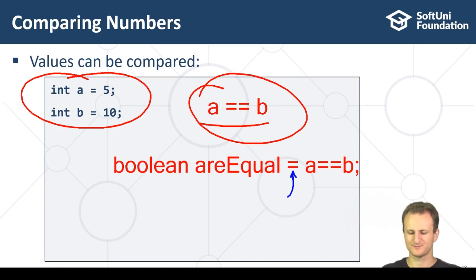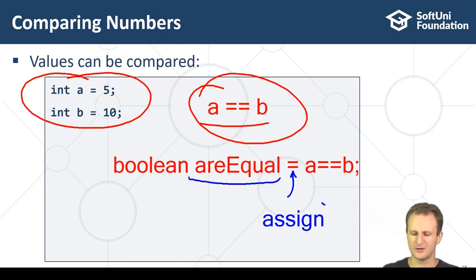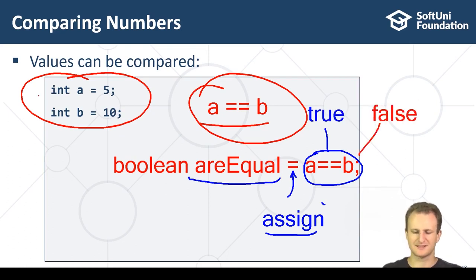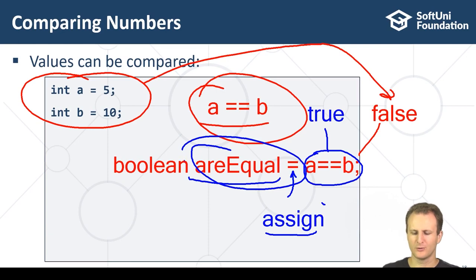You use this equal sign here as the word assign. So what we're saying is R gets assigned the value of whether A equals B, and this is either true or false. And in this example, it's false, right? Because 5 isn't equal to 10. So the R variable will contain the value false.